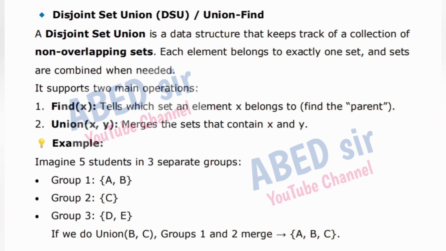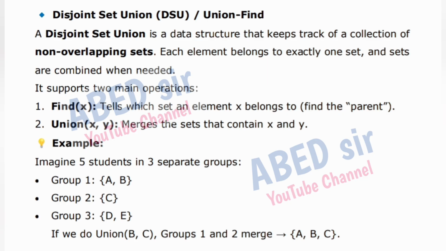Disjoint Set Union, DSU, Union Find. A disjoint set union is a data structure that keeps track of a collection of non-overlapping sets. Each element belongs to exactly one set, and sets are combined when needed. It supports two main operations. 1. Find(X): tells which set an element X belongs to, find the parent. 2. Union(X, Y): merges the sets that contain X and Y.